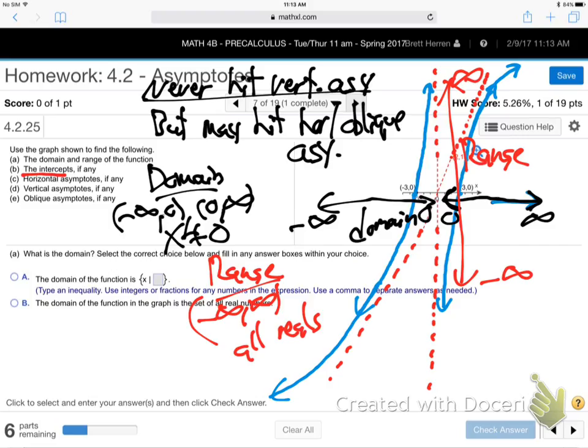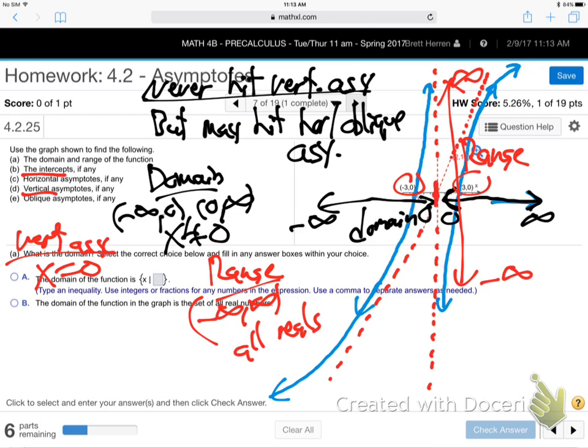What are the intercepts? Oh, they're right on the graph, aren't they? Negative 3, 0, and 3, 0. They're just giving them to you, right? So those are the intercepts. Those are easy. Okay, now what about horizontal? There's no horizontal. Vertical, the vertical asymptote is right here in the middle. So that's x equals, or it hits the x-axis right there. Right, that vertical line hits the x-axis at x equals 0. Now, what about the oblique?